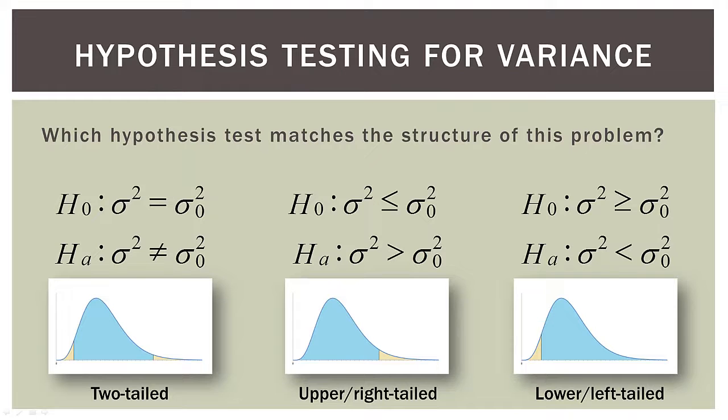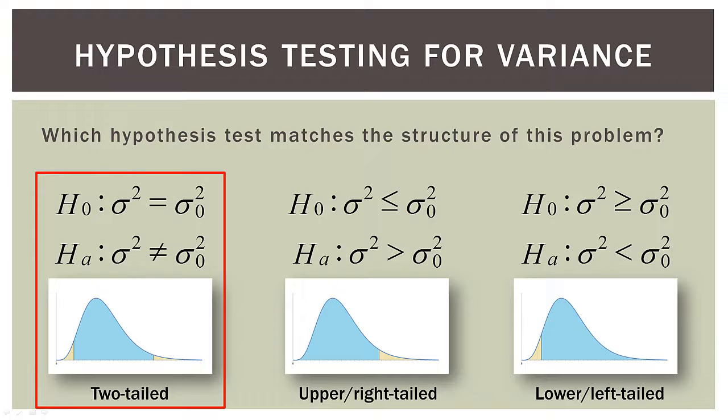So again, here are the different ways we could formulate our hypothesis. Now we're going to use the one on the left, because remember, we're testing whether or not the new machine produces a variance that matches the old one, which was 100 microns. Now it could be higher, it could be lower, but it depends on what our sample tells us.